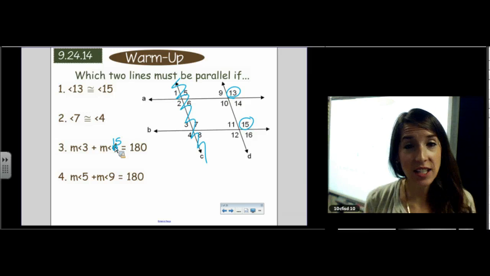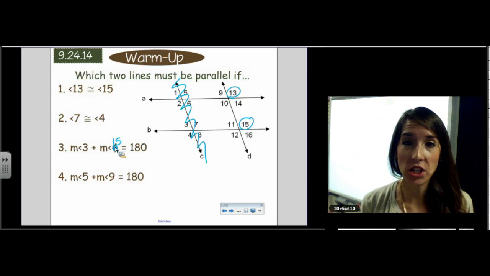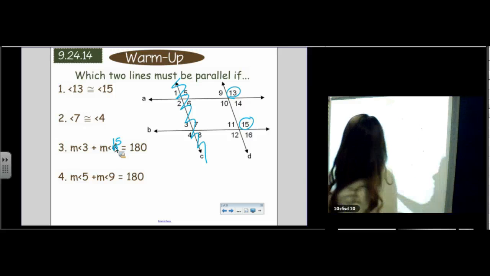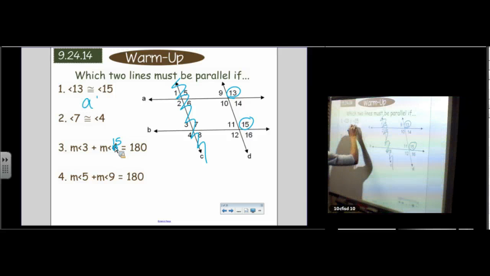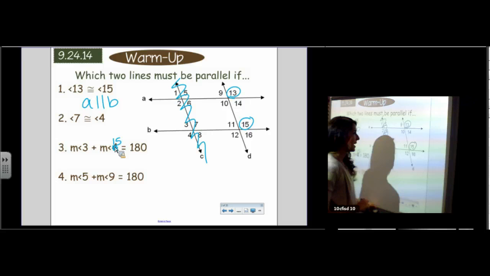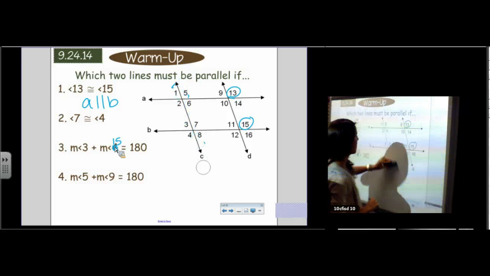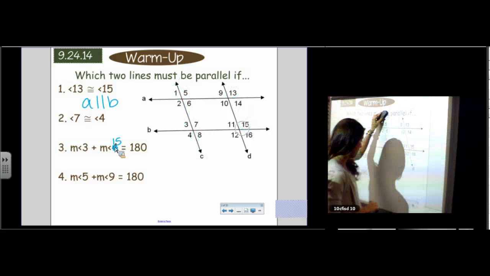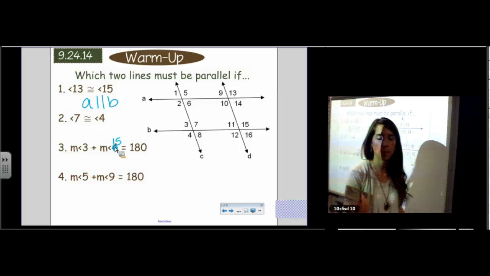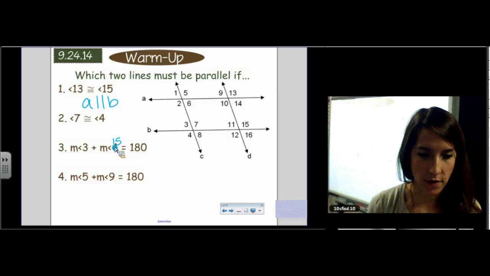Now since line C is gone, it's a no-brainer. Which lines are parallel? Well, the only two left that even look parallel, A is parallel to B. So that's how I work those problems. I try to decide which line I could get rid of, and then it'll be obvious which ones are parallel after that, okay?